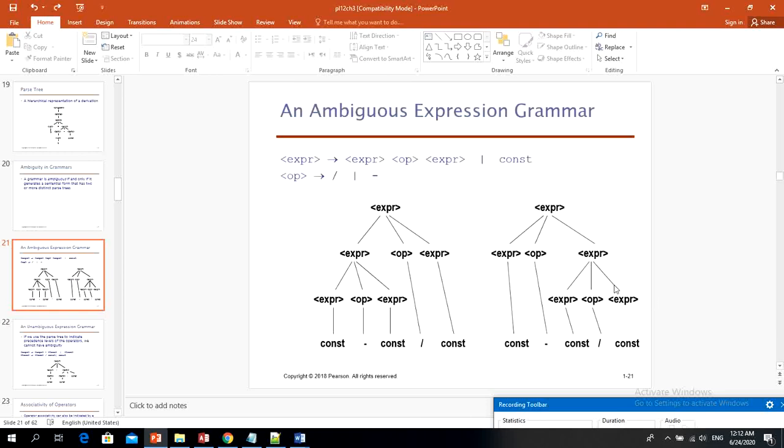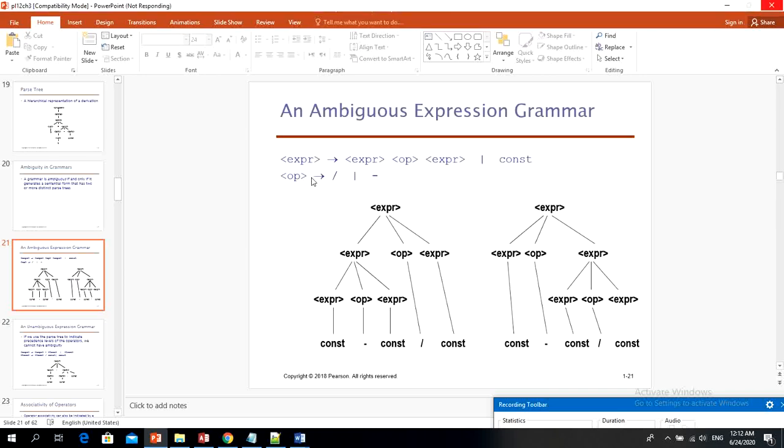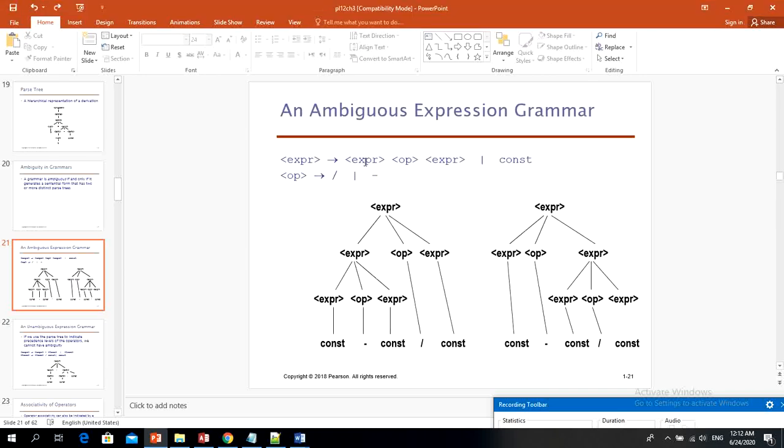If you look at this rule here, this grammar, expression is expanded into expression, operation, expression or constant, and operation could be division or could be subtraction. This is operation or operator. So expression is expression, operator, expression or constant. That means operator could be a division symbol or could be a minus. As I said, this bar means or.